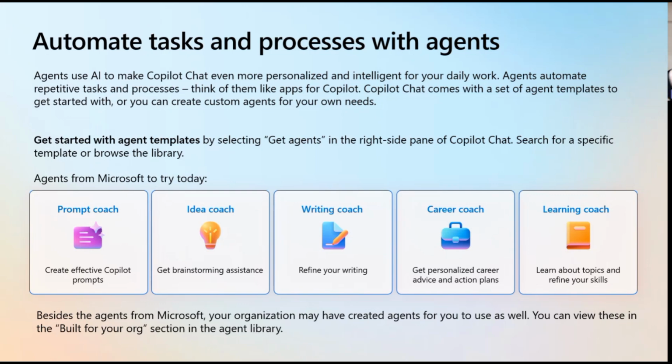And all this is within Copilot. And again, I cannot stress this enough: secured, and your data privacy is intact. All this within Copilot. Something I am pretty sure you can't get with any other AI tool. Okay? So these are agents you could try. You have the prompt coach, the defaults. You could try them: the idea coach, the writing coach, the career coach, and the learning coach. Okay, so these are agents.